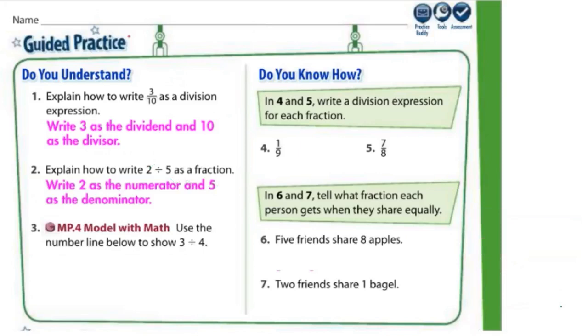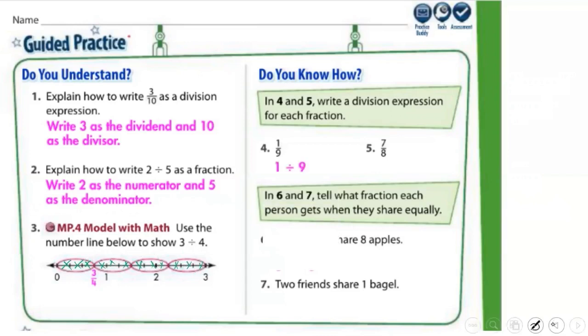Number 3, use the number line below to show 3 over 4. Consider yourself as a rabbit moving on this number line and jumping. Your step in the first jump will cross 3 parts of the number line. So in each jump, or in each step, you will cross 3 parts on the number line. So this is the first step. 3 again, it will be the second step. 3 again, it will be the third step. 3 again, it will be the fourth step. It will be 3 divided by 4, or 3 over 4.